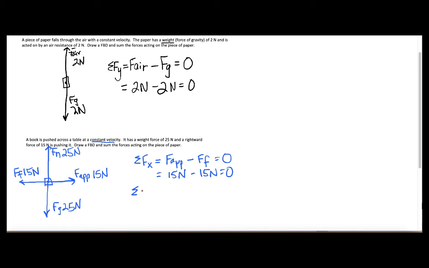In the y direction, to sum my forces, I have this normal force going up, balancing out my weight force going down. So my Fn minus my Fg, force of gravity, has to equal 0. 25 newtons minus 25 newtons is equal to 0.